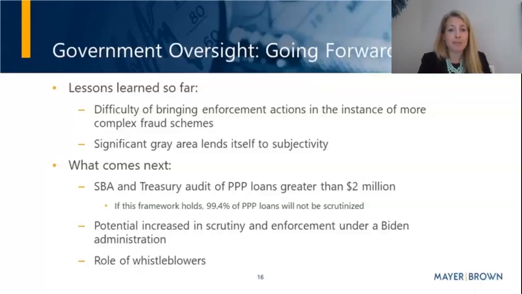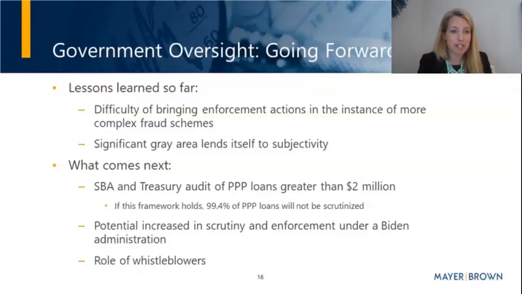I think we can expect additional scrutiny from Congress. The Senate Select Subcommittee on the Coronavirus Crisis issued a report in September that was critical of the current administration's efforts to devote resources to rooting out fraud. So I think we'll see more scrutiny from Congress.